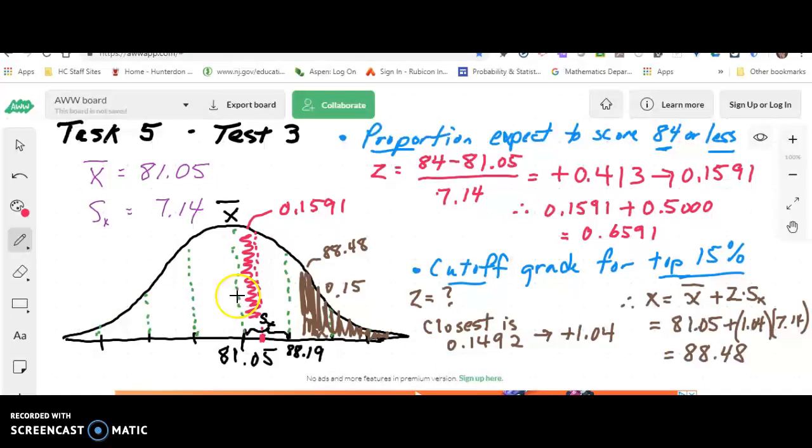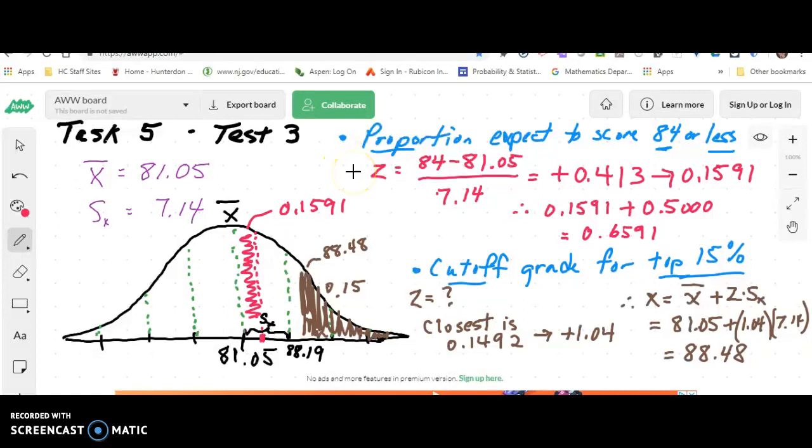0.5000, which is the area from the mean to the tail. We add those two together, and that gives us a final proportion of 0.6591. Again, this is in the unit of a proportion. The proportions always need to be between 0 and 1. And then when we convert them to a percentage, it's basically saying we can expect roughly 65.91% of the population to fall from 84 on down or less. So that's how you do that problem.